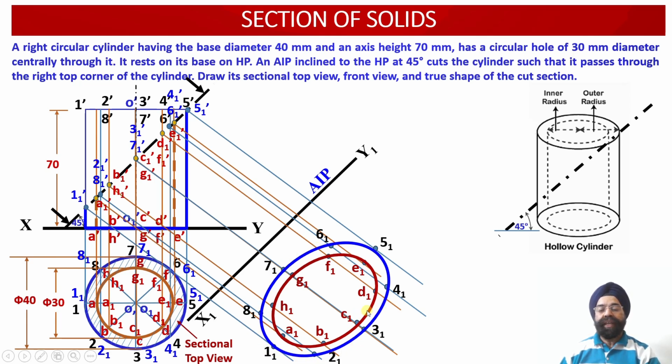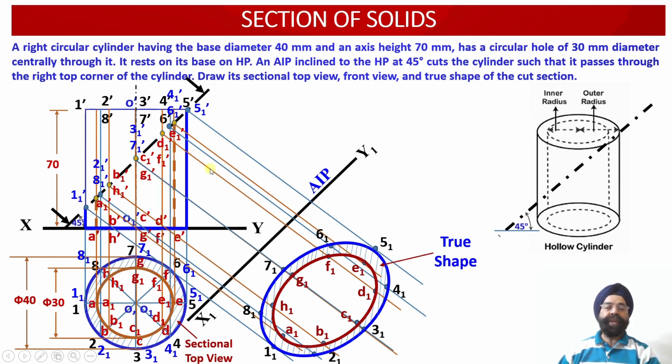So this way we have been able to join inner portion corresponding to this hollow cylinder and the outer portion corresponding to this hollow cylinder. And then this is the section view. So we have applied the section lines over here, and this is the true shape of the cut section as it will be viewed by an observer who is going to view this cut section from this orientation.